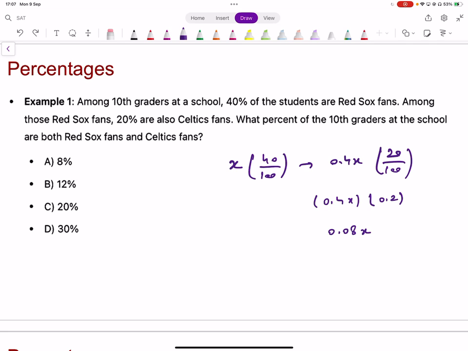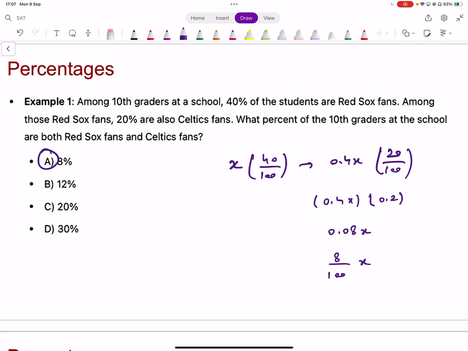X is the total number of students. Now, what percent of the 10th graders at the school are both Red Sox fans and Celtics fans? Can we find that now? 0.08. What does that mean? 8 over 100 times x, that's 8% of the total number. So it should be A.